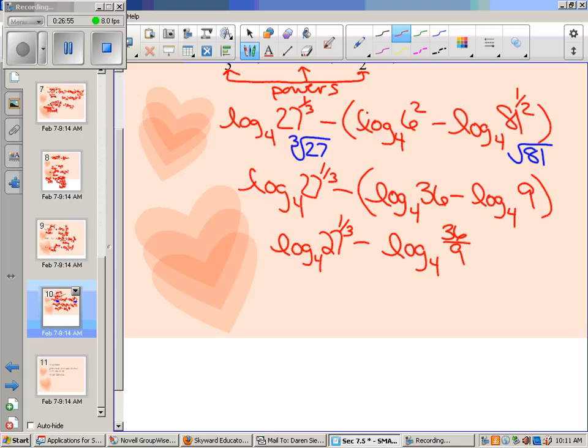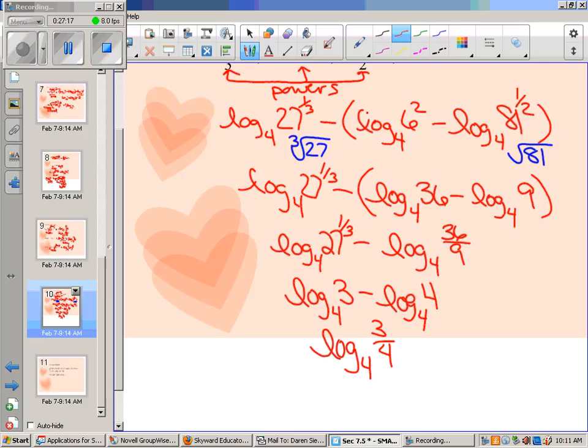Okay, now I can work left to right. What is the cubed root of 27? So I have log base 4 of 3 minus log base 4 of 4. And then I'm still subtracting, so I divide it. Log base 4 of 3/4.